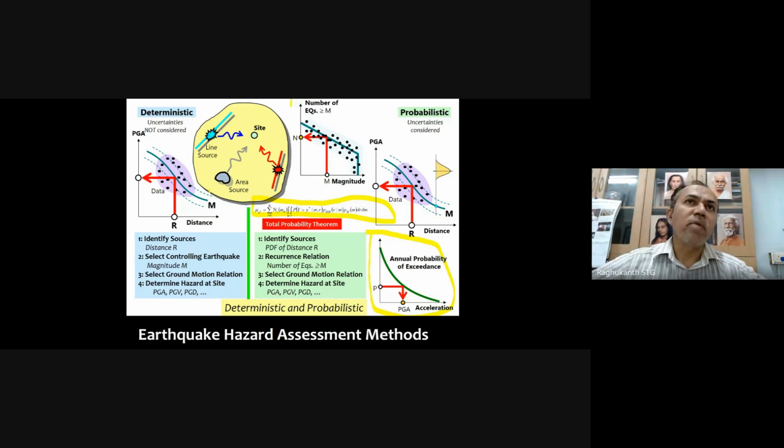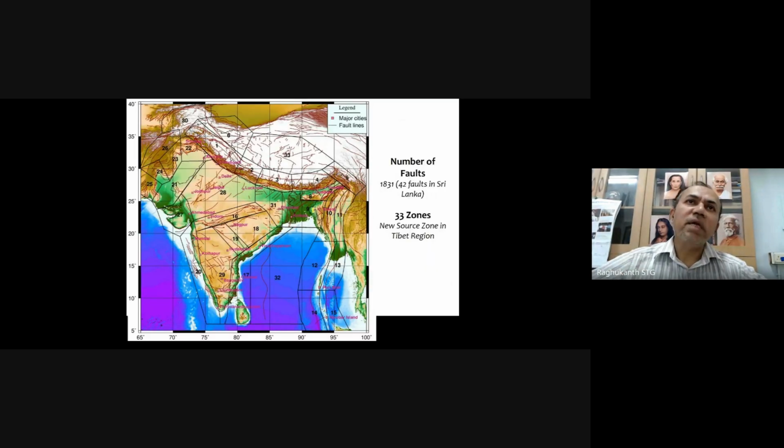So what we tried in our new zone map was to do it from both approaches and then come up with a new zone map, which understands all these issues. The first thing was, we identified all the seismic sources in India.